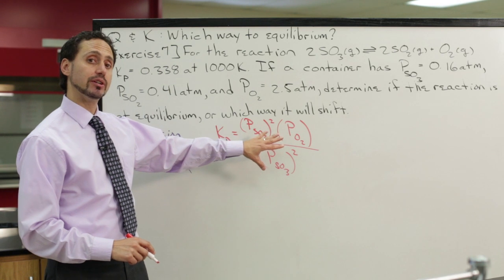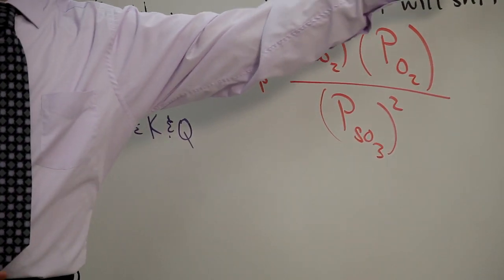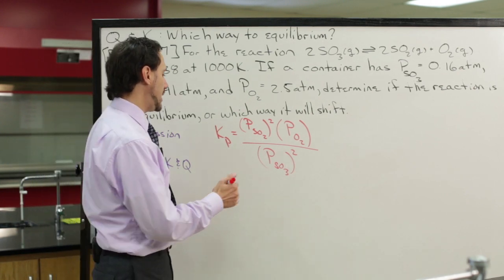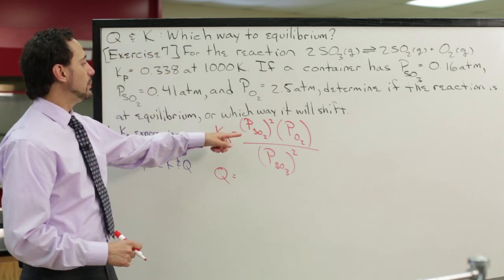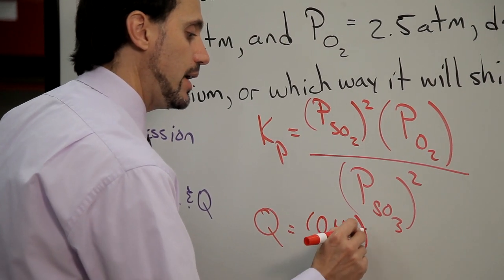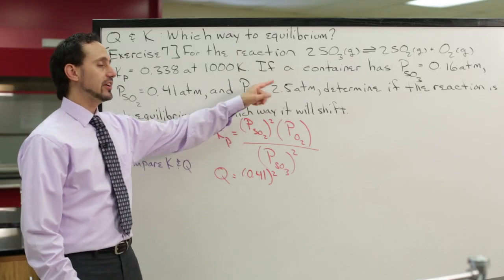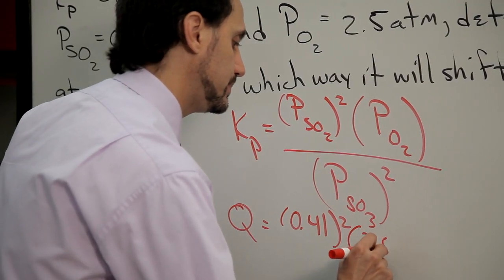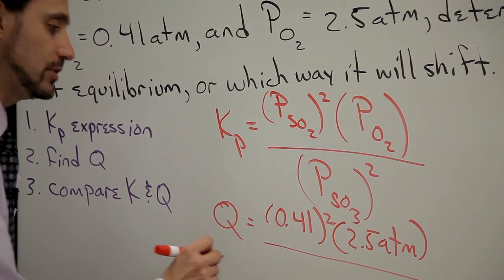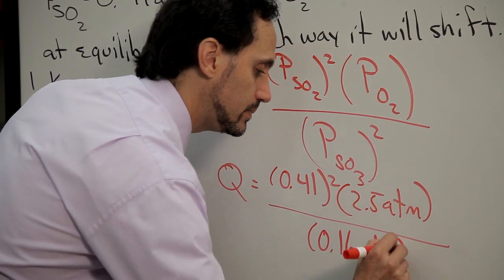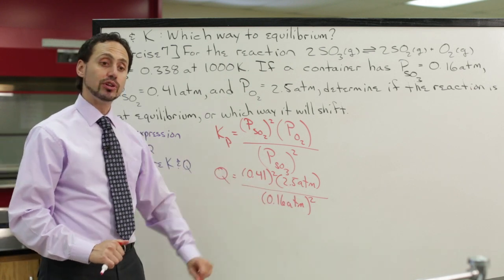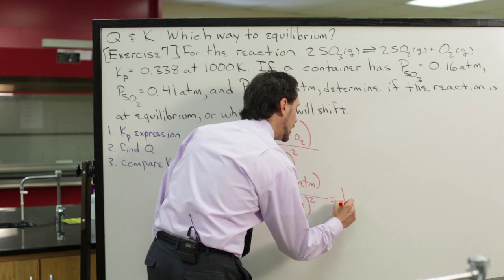Now that we have the equilibrium constant expression, we'll use this expression together with the given pressures to find what the current value for Q is. So let's go ahead and calculate Q. The partial pressure for SO2 currently is 0.41 atmospheres, and we'll square that. The pressure for O2 gas is given as 2.5 atmospheres. And the pressure for SO3 gas is given as 0.16 atmospheres. And don't forget, we need to square that because we have a coefficient of 2 for SO3. Now when you plug those numbers into your calculator, what you'll find is that Q has a value of about 16.